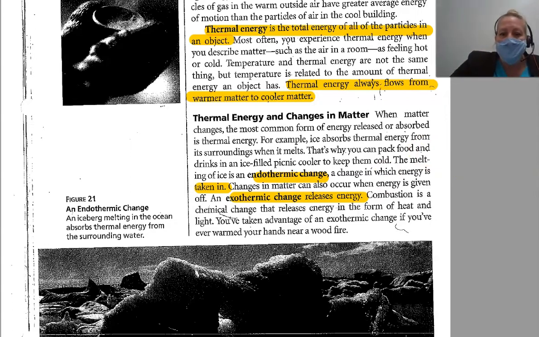Combustion is a chemical change that releases energy in the form of heat and light. When you have a fire, you take advantage of this exothermic change if you've warmed your hands near a fire. So when something burns, it gives off energy or heat. It leaves, it exits, it's exothermic. Okay?